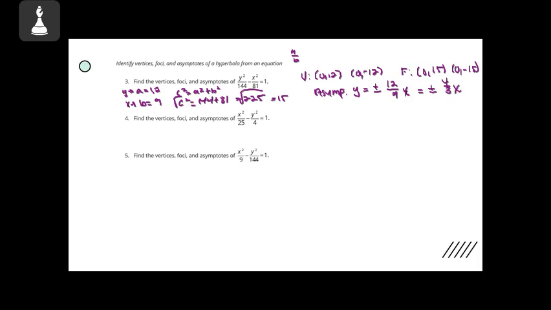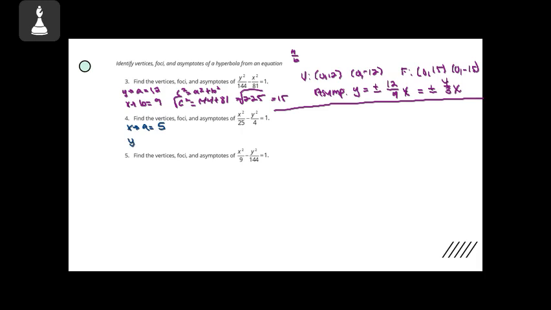When I look at number 4, this one starts with x squared over 25 minus y squared over 4 equals 1. So for this, the x is first. So that is our major axis. That is where our hyperbola is going to have its vertices. So the square root of 25 is 5. The next is the y, which gives me b, the square root of 4, or 2.